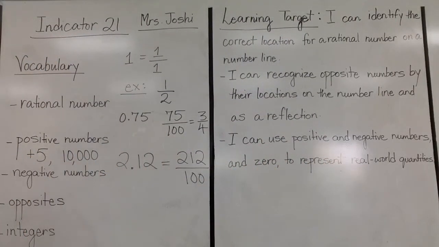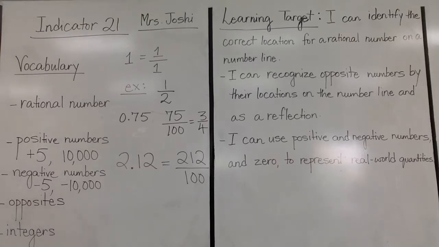Okay, negative numbers are numbers which are less than 0. These are always written with a negative sign. So if I have +5, a negative would be -5, and this would be -10,000. So for the negative numbers, you've got to put the negative sign at the beginning of the number, telling you it's a number which is less than 0.